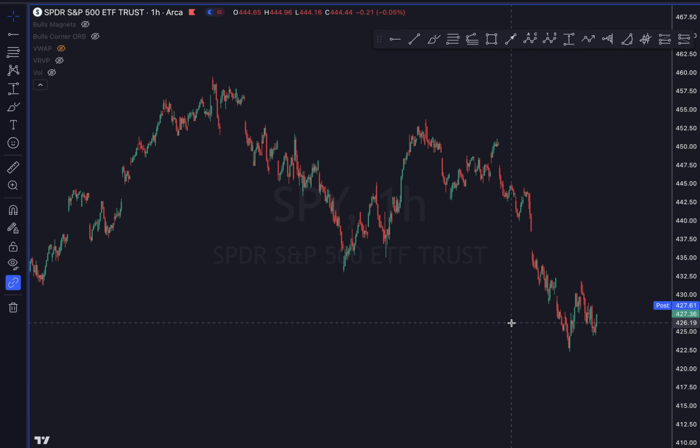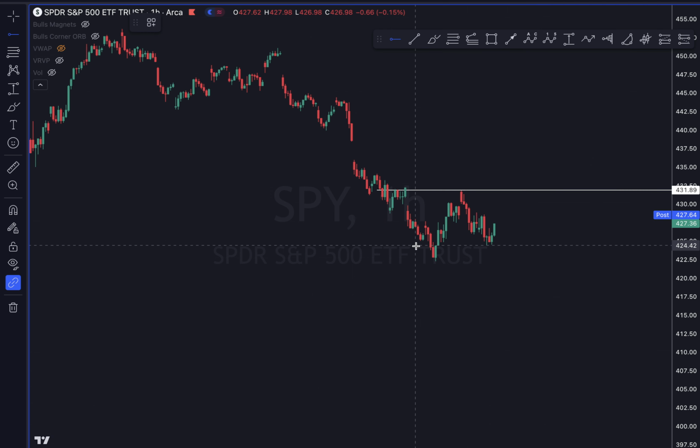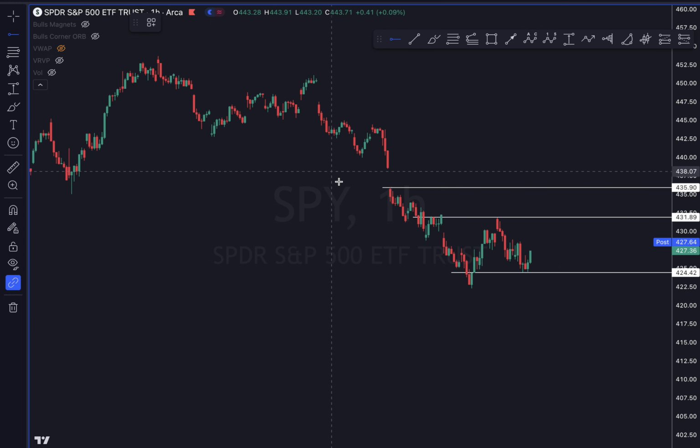So now we marked some of the key levels. Let's say this is a key level right here. This is where the price reversed, and this is also where the price reversed from today. Then this is the gap. You never want to miss the gap, and this is the highs. So these are some of the key levels that I'm watching going forward.